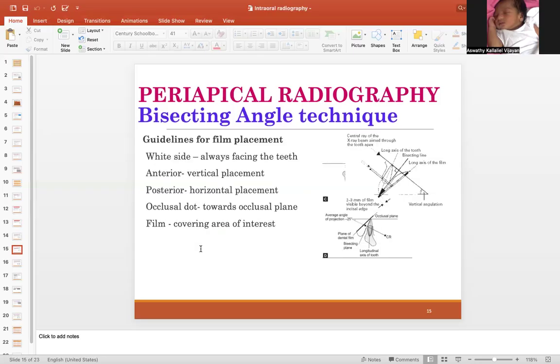Guidelines: the wide side always faces the teeth. Anteriorly, the film is placed vertically and posteriorly it is placed horizontally. The occlusal edge should be towards the occlusal plane and the film should cover the area of interest.